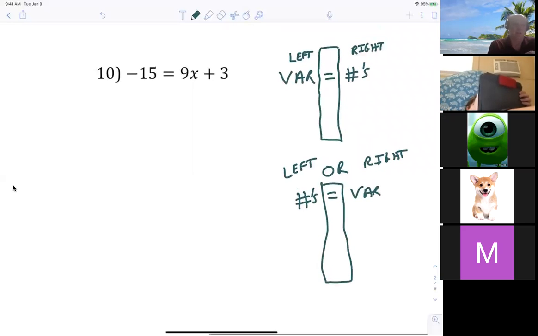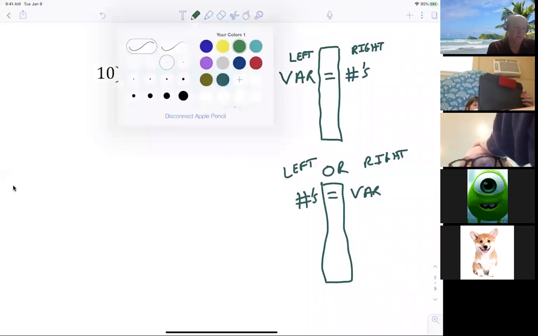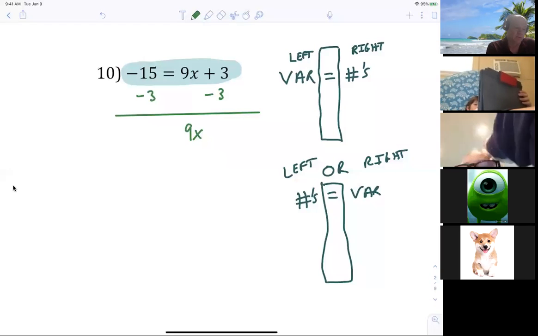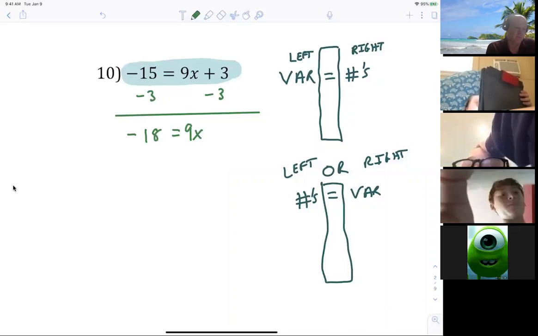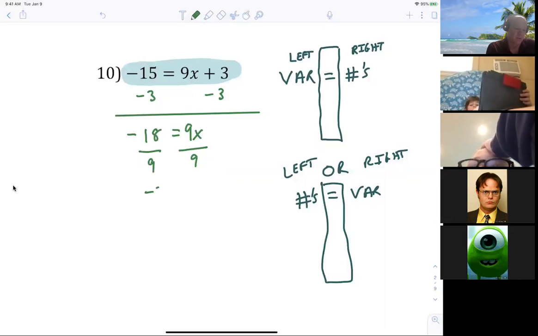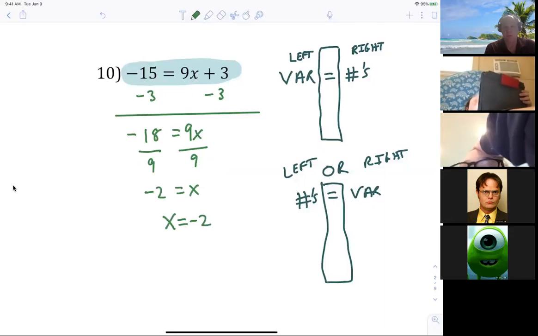Now, why am I bringing that up? Because in this problem here, the 9x and the 3 have to be separated. So the easiest thing to do would be to subtract 3 from both sides. All right, and then this would give me 9x, and this would be negative 18. And now we simply divide both sides by 9, and we get negative 2 equals x, but of course we always put our variable first. So we say x equals negative 2.